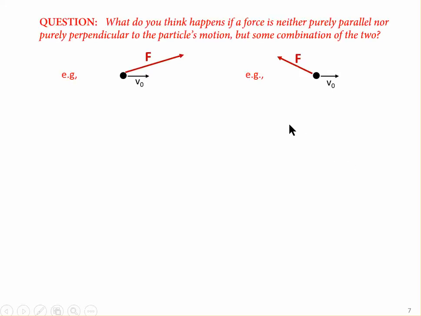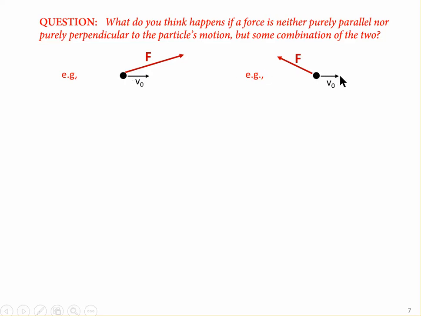So now let me ask you a follow-up question. We've just seen what happens when a force is parallel to the motion, when it's opposite to the motion, and when it's perpendicular to the motion. But what happens if a force is applied which isn't either of these things? In other words, suppose I have a particle, here it is, initially moving along to the right with some speed v0. But suppose I apply a force like this. This force is not parallel to the motion, it's not in the same direction as the motion, it's not opposite to the motion, neither is it purely perpendicular to the motion. It's kind of somewhere in between. How is this particle going to respond? Here's another example.